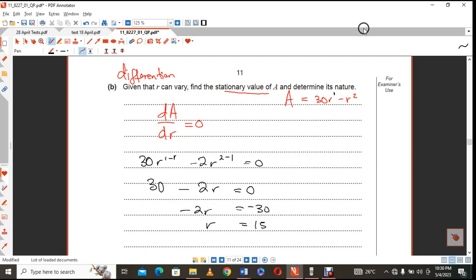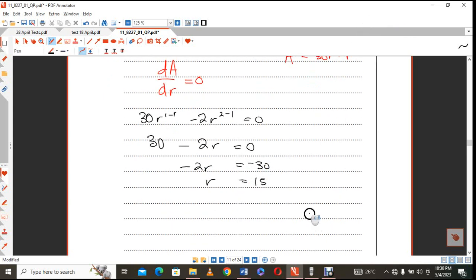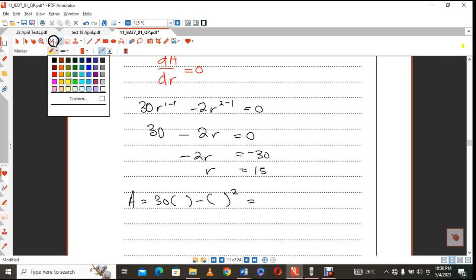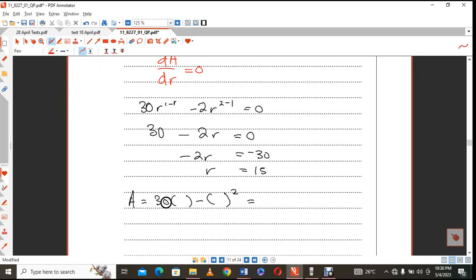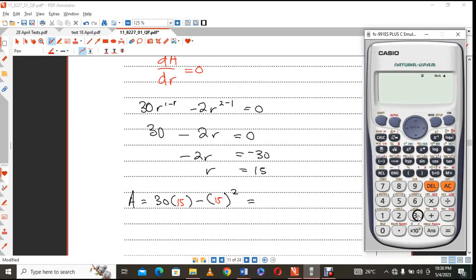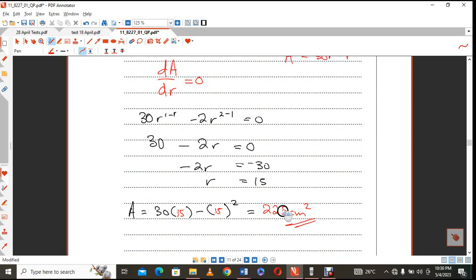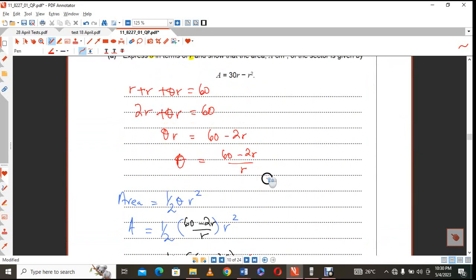Therefore, our value of A should be, if we go ahead and substitute, our area should be 30 times r minus r squared. Of course, we know that our r value is nothing but 15, and we put that in there, and we can use our calculator. You can say 30 times 15 minus 15 squared, or 15 times 15 is 225. So the final answer is 225. So this is the area of that sector that is there.